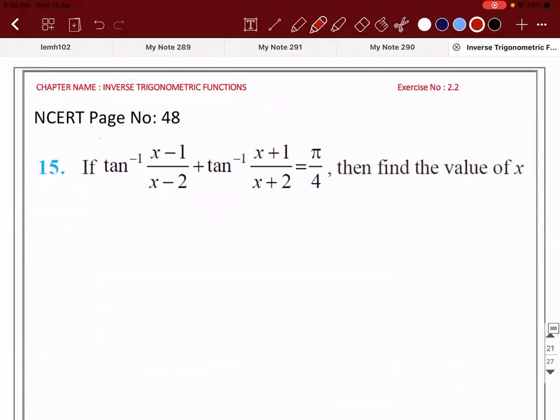Tan inverse of x minus 1 by x minus 2 plus tan inverse of x plus 1 by x plus 2 is equal to pi by 4. Here you can't work on substitution. Go with the direct formula, tan inverse x plus tan inverse y, where x is x minus 1 by x minus 2 and y is x plus 1 by x plus 2. You have to go with LCM. Solve it.